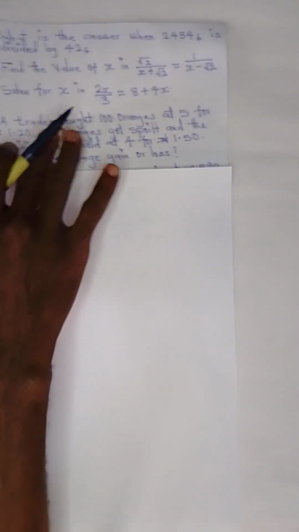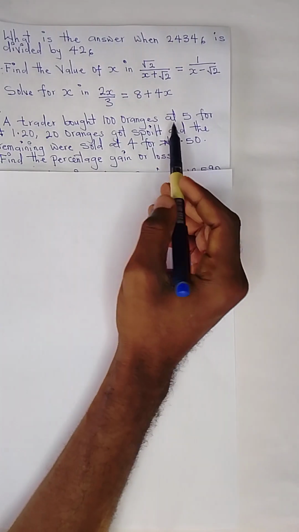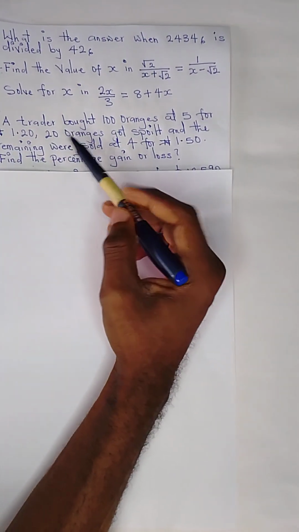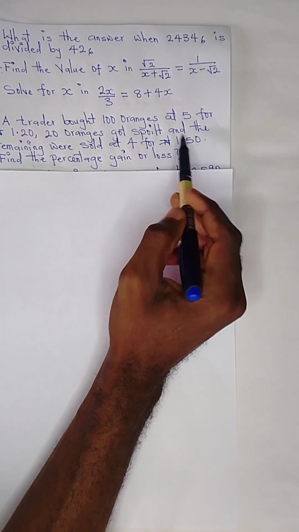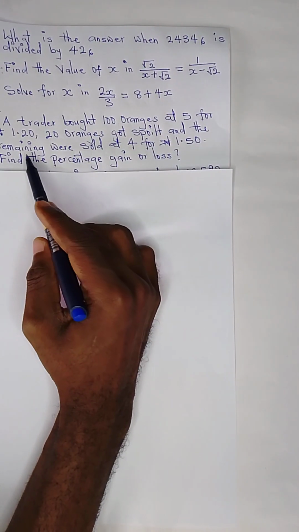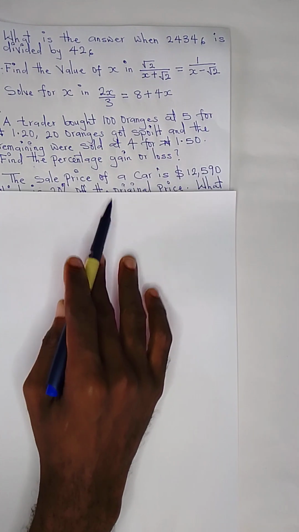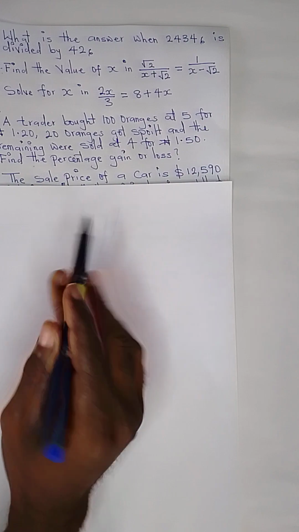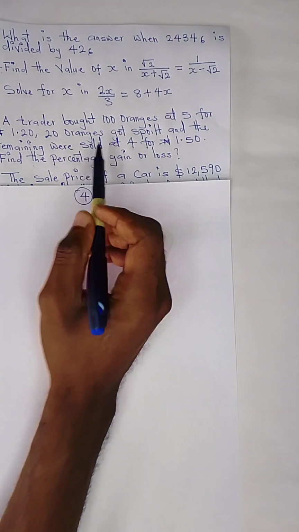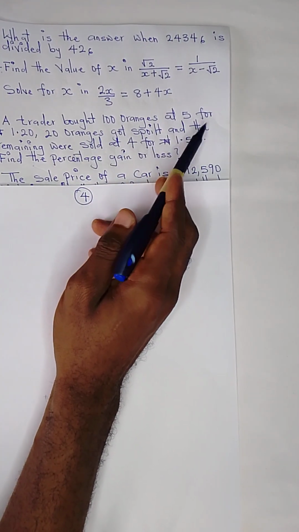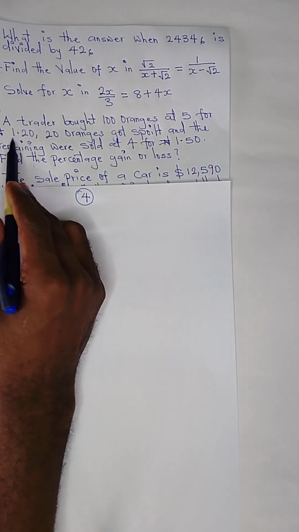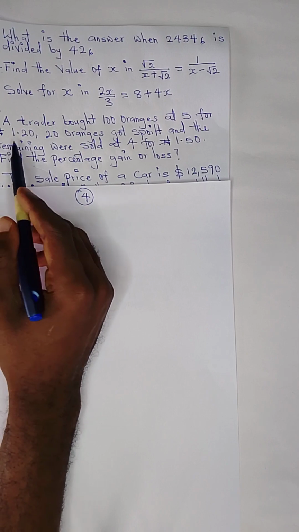Now, question number 4 says that a trader bought 100 oranges at 5 for 1.20 naira. Then 20 oranges got spoiled, and the remaining were sold at 4 for 1.50 naira. Find the percentage gain or loss. Okay, that's question number 4. Now, a trader bought 100 oranges at 5 for 1.20 naira.